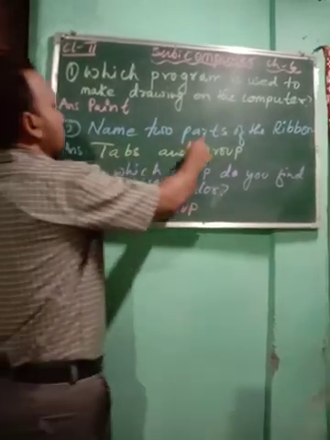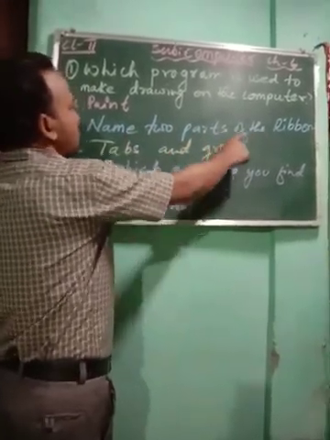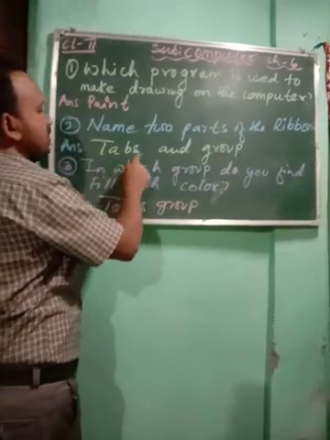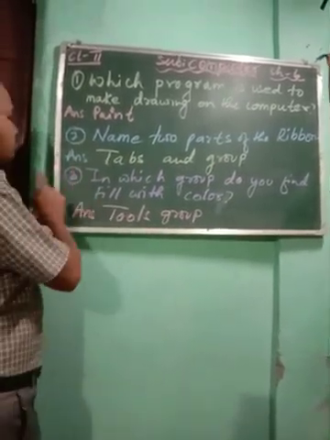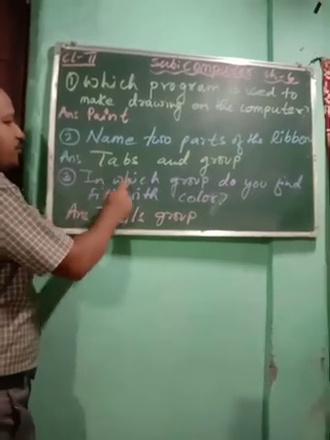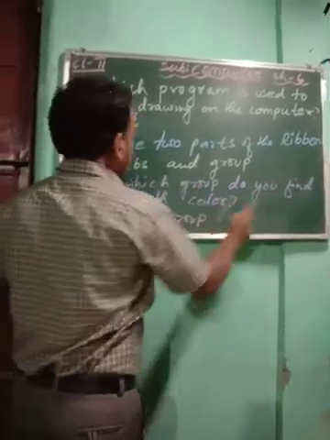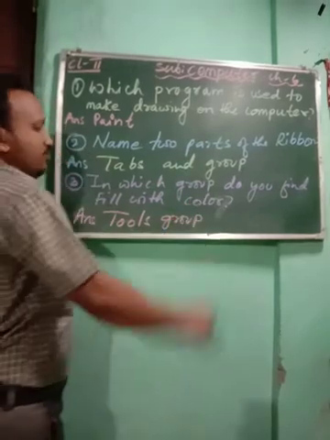Okay, so name two parts of the ribbon, that is your tabs, T-A-B-S, tabs, and G-R-O-U-P, group. Now you see number 3. In which group do you find fill with color?